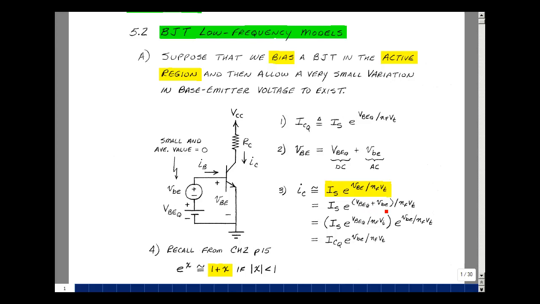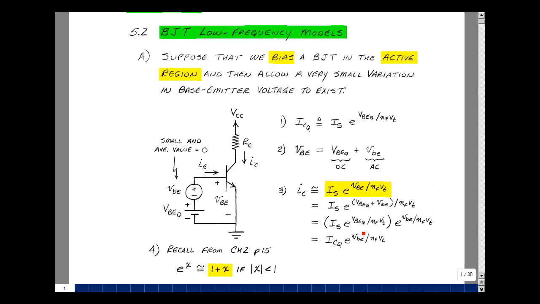When you add exponents, you multiply the functions, and so this would be e to the VBE over η_F V sub T times e to the little vbe over η_F V sub T. But what is this? This is my biasing value of I sub C at the Q point. The collector current versus time is going to have a DC component multiplying something that's also varying with time.